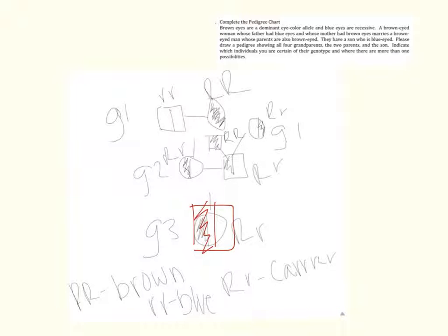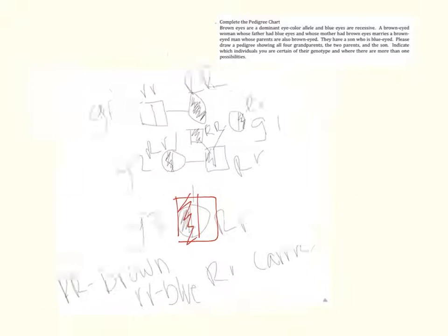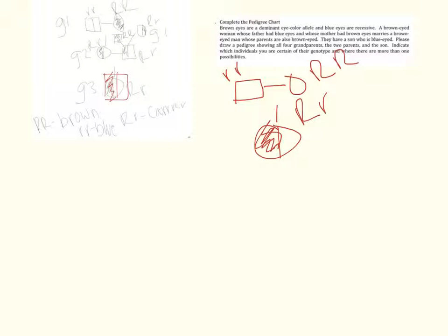Because first, you would have to read this whole prompt right here, and then you would write it all out. So what I did, I read that a brown-eyed woman whose father, so I put the father, and then she obviously had to have a mother, so you put the mother, but they have a daughter, so you put the circle. This is a brown-eyed woman whose father had blue eyes and mother had brown eyes. So the man had blue eyes, so he would be recessive, and the mom had brown eyes, so she would be dominant. But she would be a carrier, so she'd have half, and she'd be heterozygous.